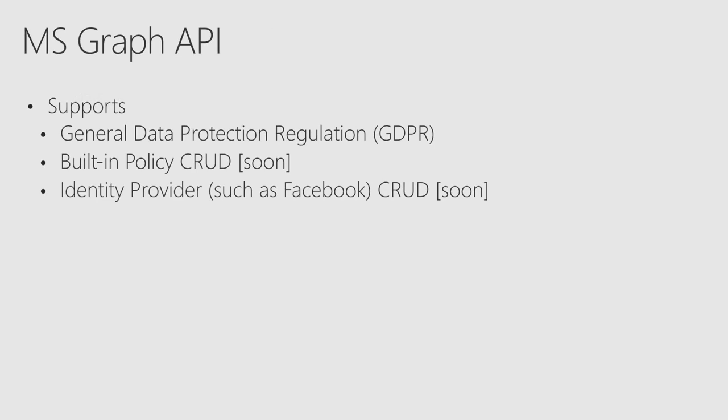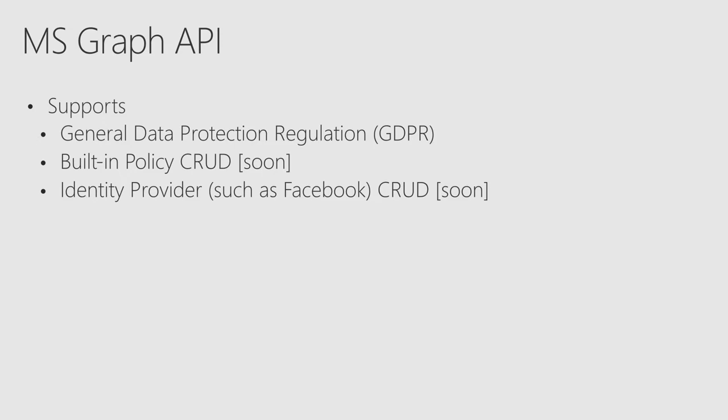So now we've talked about AD Graph and being able to do user CRUD operations within AD Graph. Now let's talk about MS Graph. What's coming? What can you expect in this API? So this is, again, the Microsoft-wide API. All the different teams within Microsoft participate in this API, from Office to Bing to others.